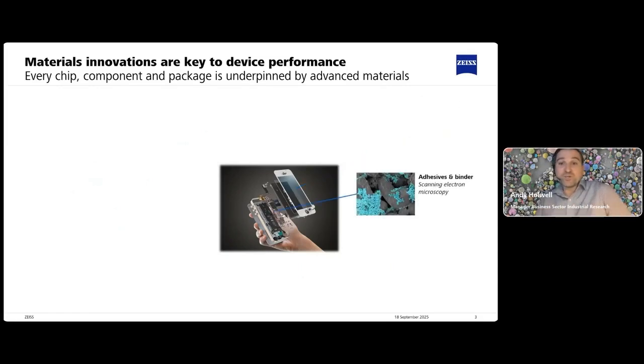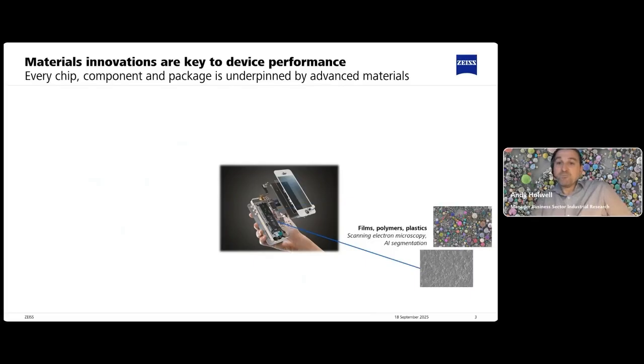Adhesives and binder, and what you can see here is AI-based segmentation of binder on battery materials, so how they're actually bound within the device. And there's all sorts of materials that are based on quite old-fashioned materials, films, polymers, and plastics, but they're all critical to the device performance. So films and membranes, of course, polymers, and here we've got polymer particle analysis based on segmentation, polyimide films, which are in so many of these devices.